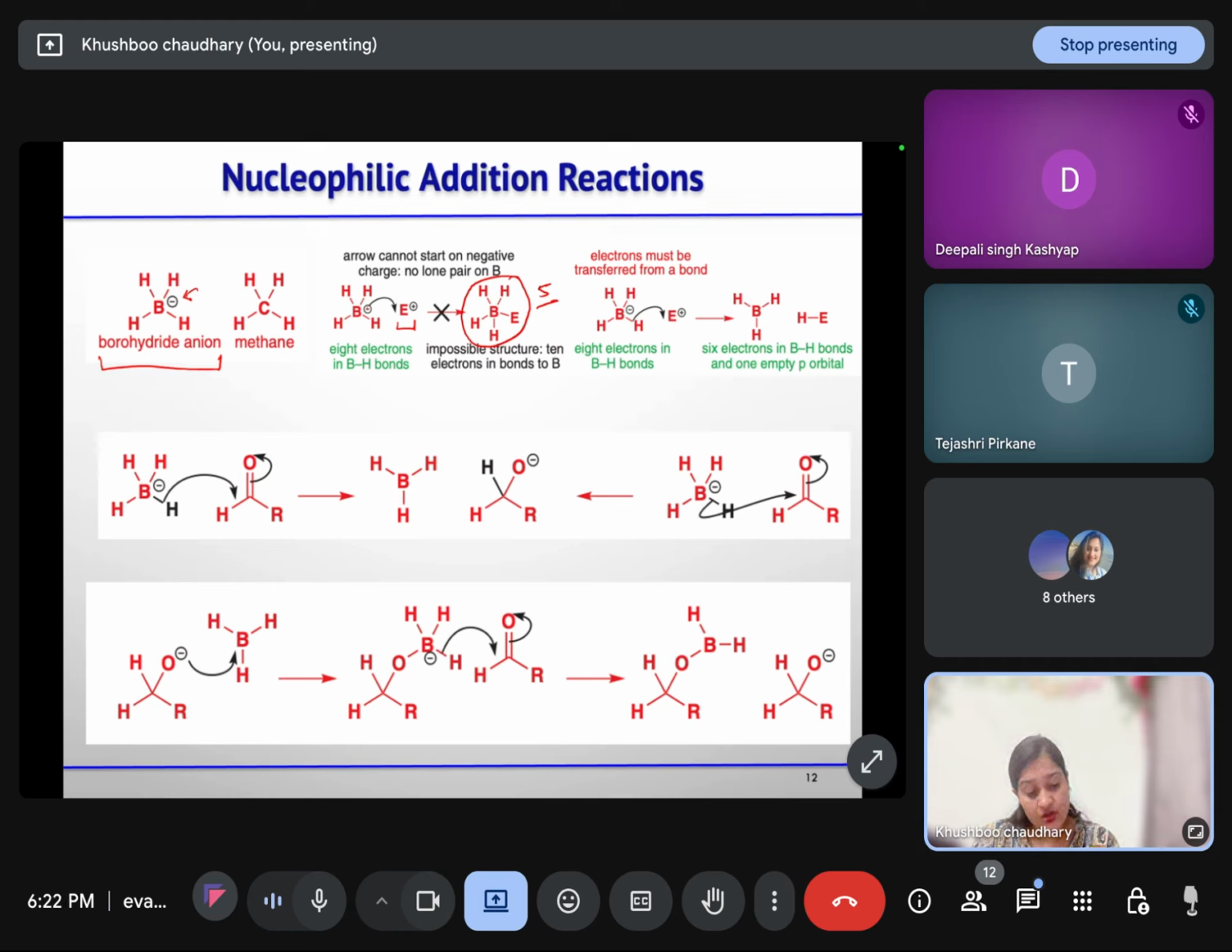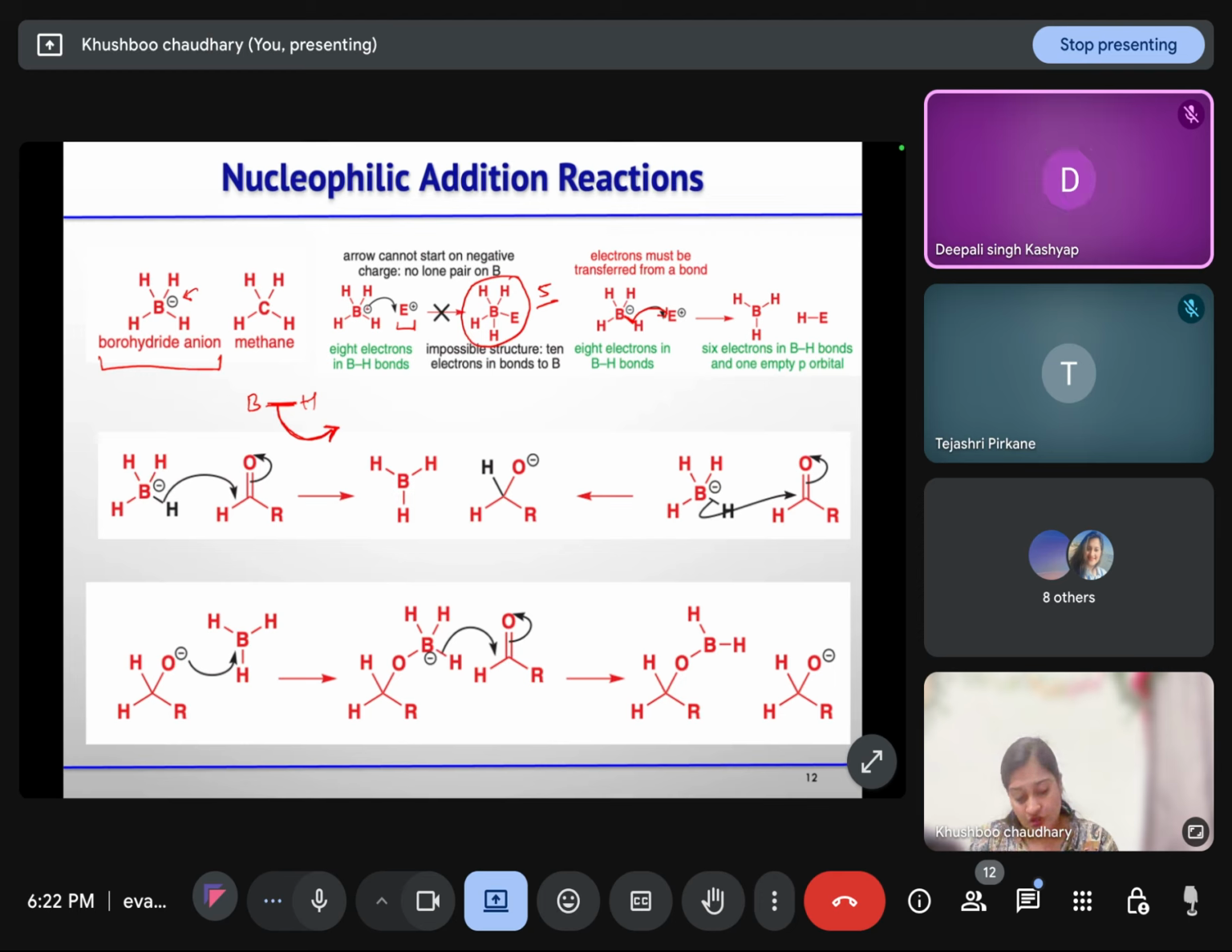If we want borohydride to attack an electrophile, the B-H bond will attack the electrophile, and you will get a borane, and your hydrogen will shift to the electrophile. Is this clear? Whenever you have sodium borohydride or lithium aluminum hydride, they have the same property. You shift the electrons from inside the bond, so whenever you draw the arrow, you should start it from the center of the bond, not from the single atom. Is this clear?